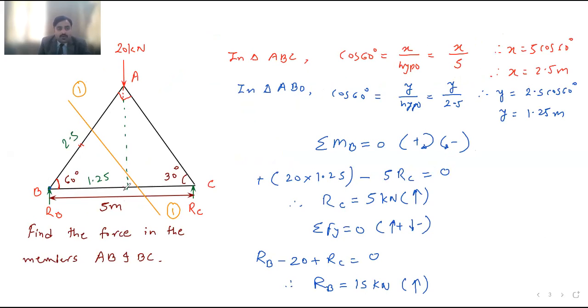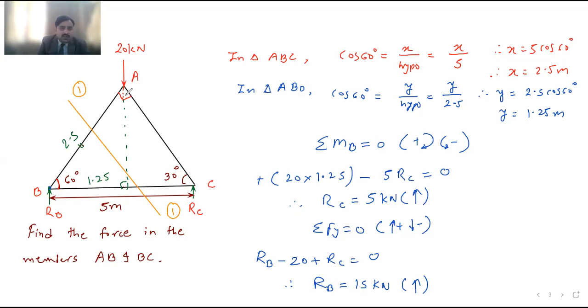FAB cos 60 is the vertical distance. So now what is this vertical distance if this angle is 90 degree? This is 2.5. Okay, this is 2.5. So this will be 2.5 sine 60. So this distance will be 2.5 sine 60.